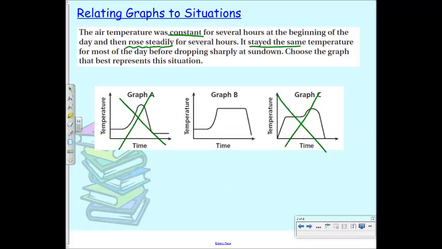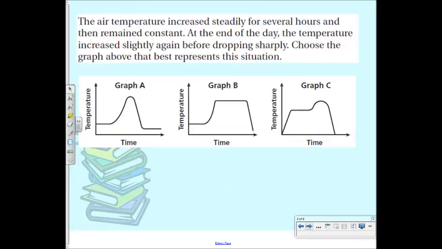Okay, these are the same graphs, but a different situation. So this situation says the air temperature increased steadily for several hours and then remained constant. At the end of the day, the temperature increased slightly again before dropping sharply. Choose the graph below that best depicts this situation. So which graph do you think this would have to be? C. This would have to be C. Why? You know right away that it increased steadily for several hours, so it has to be C, because as we talked about with A and B, what happened with A and B in the beginning of the day? They stayed constant at the beginning of the day.